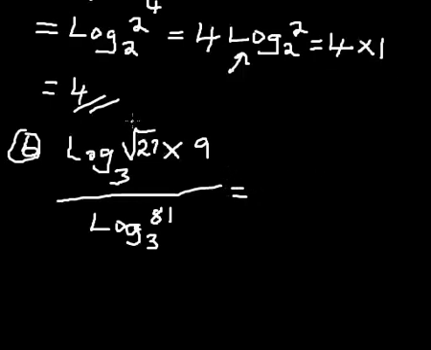Okay, so of course, if I'm multiplying the square root of 27 by 9, this will be easier if I convert what I have here to index form: 27 to index, 9 to index. The square root of 27 is going to be the same thing as 27 raised to power 1 all over 2.